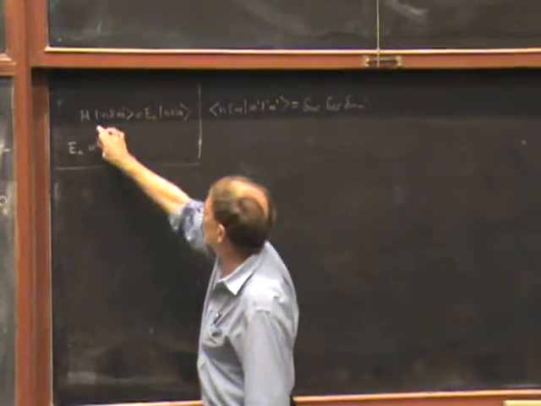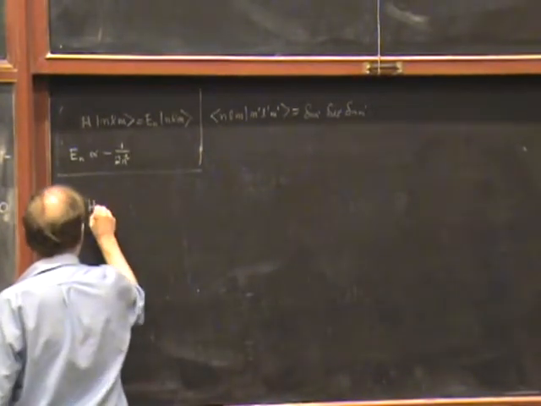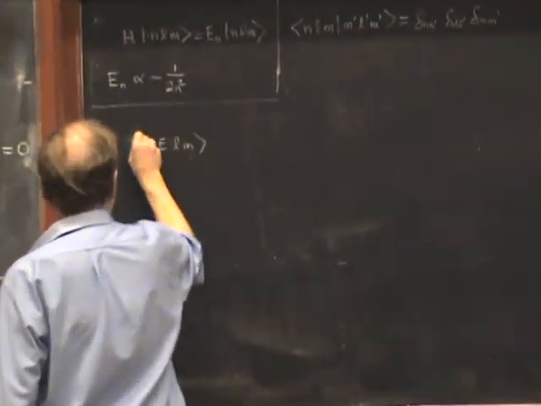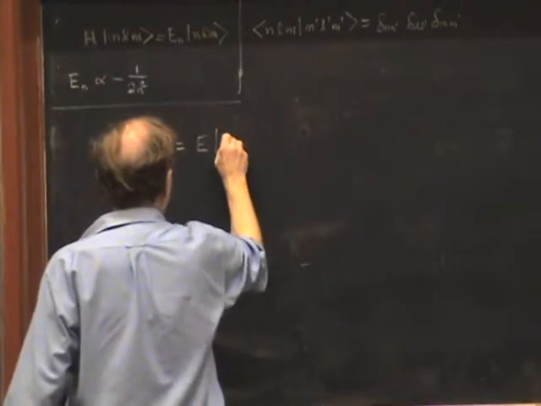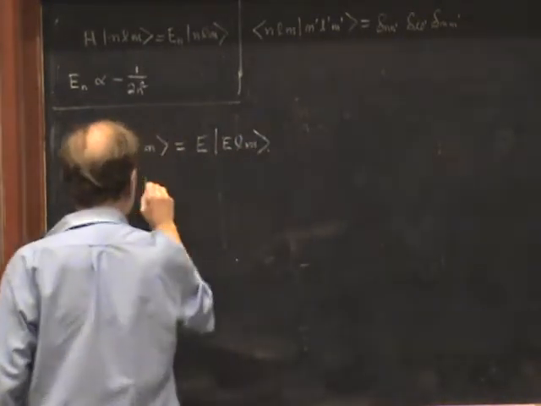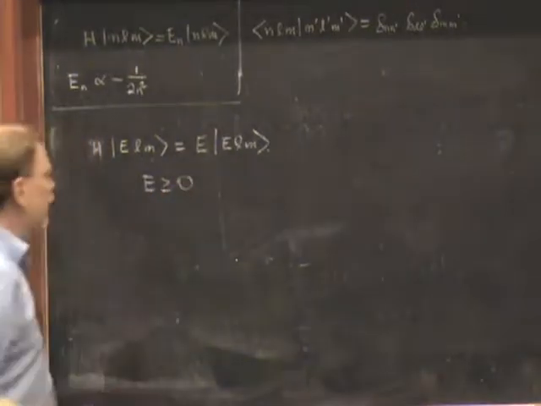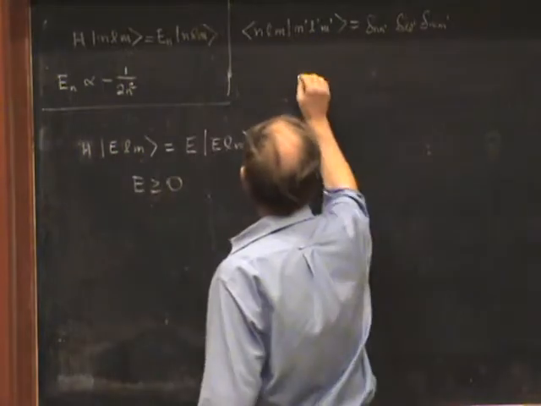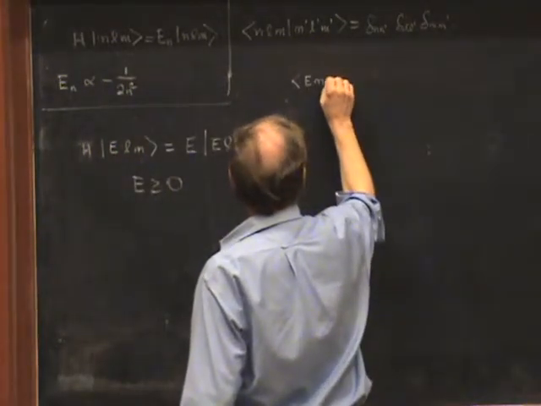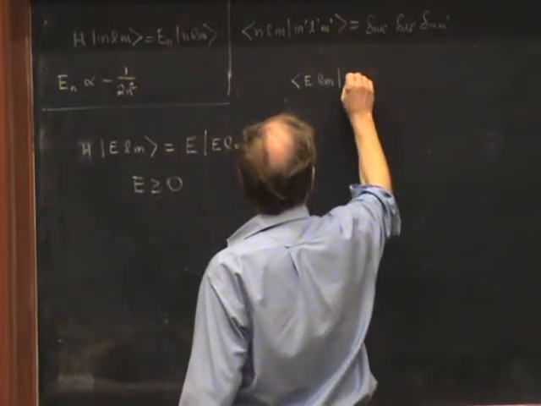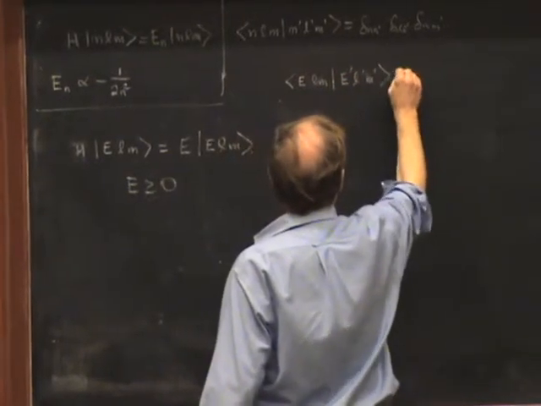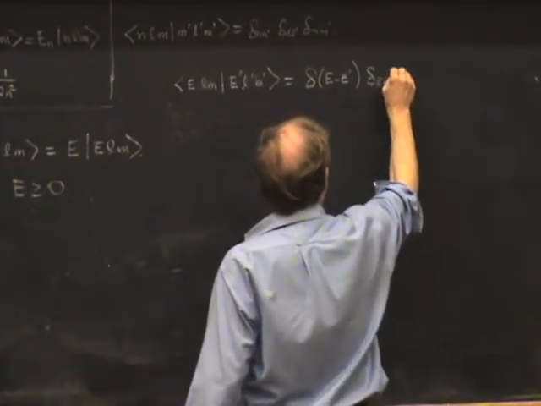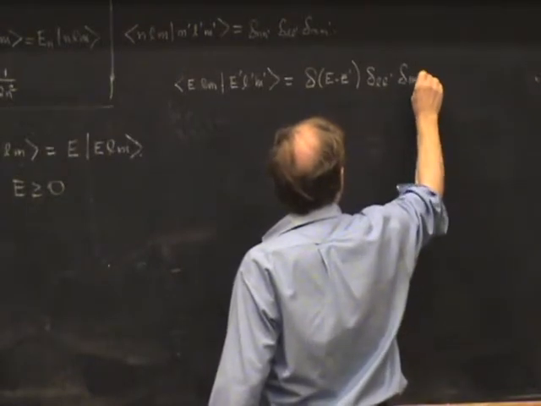However, the hydrogen atom also has positive energy eigenstates. And I'll denote those by |Elm⟩ like this. And this is the case where E is greater than or equal to zero. It's a continuous spectrum now. There are no discrete values of the energy. And we can normalize these in the following way: the scalar product of |Elm⟩ with |E'l'm'⟩ is a Dirac delta function in the energies times the product of delta in the l's and delta in the m's.